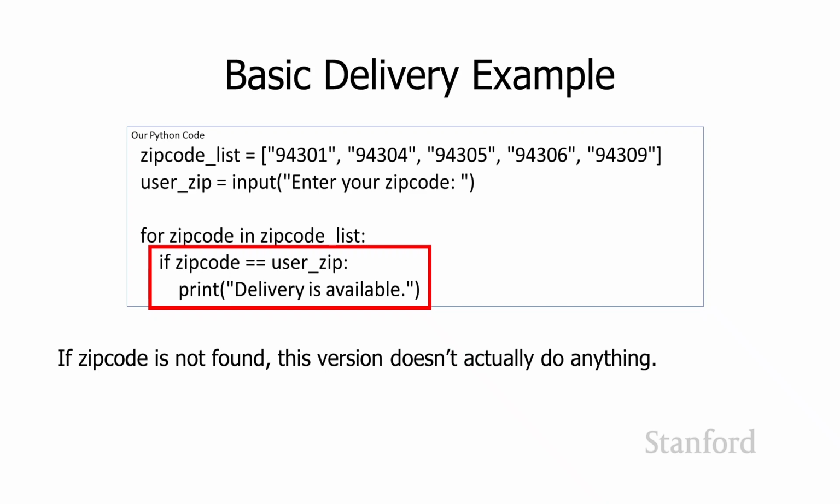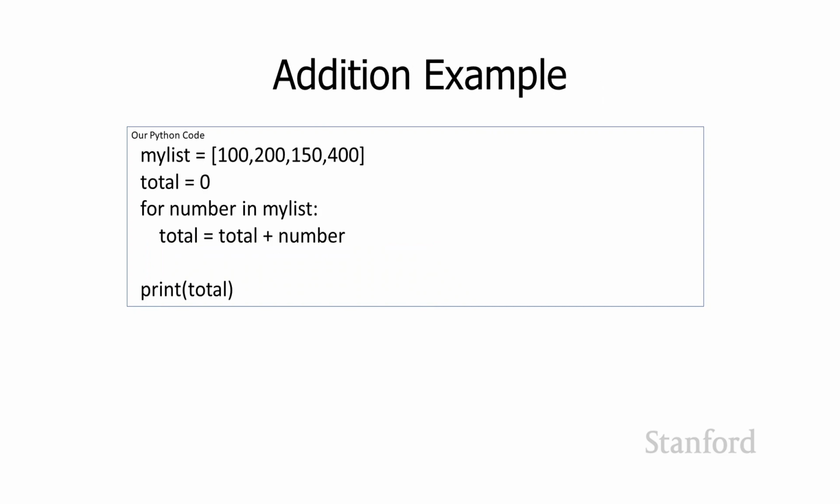What we're going to do now is look at a couple more examples of for loops in action. In this first example, we're going to add all the values on the list. So I've got a list with 100, 200, 150, 400, and I want to know what the total of all of those values is.